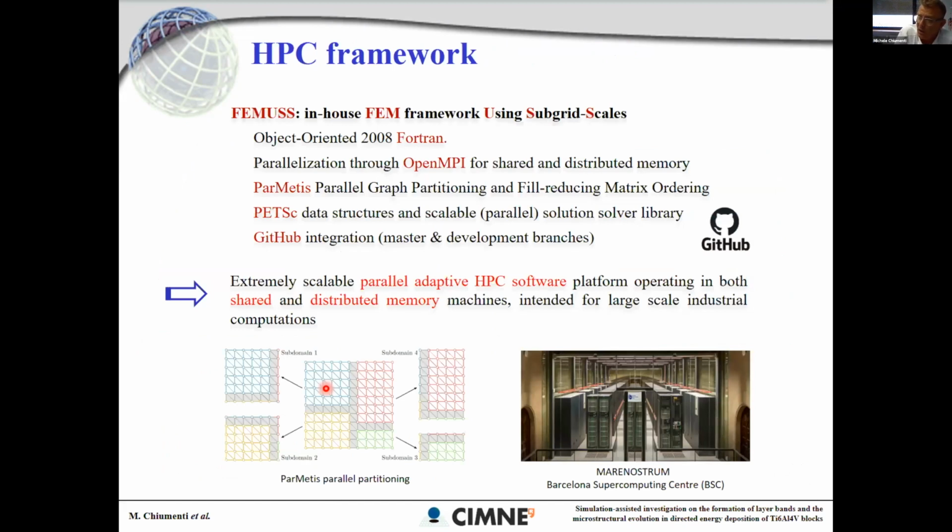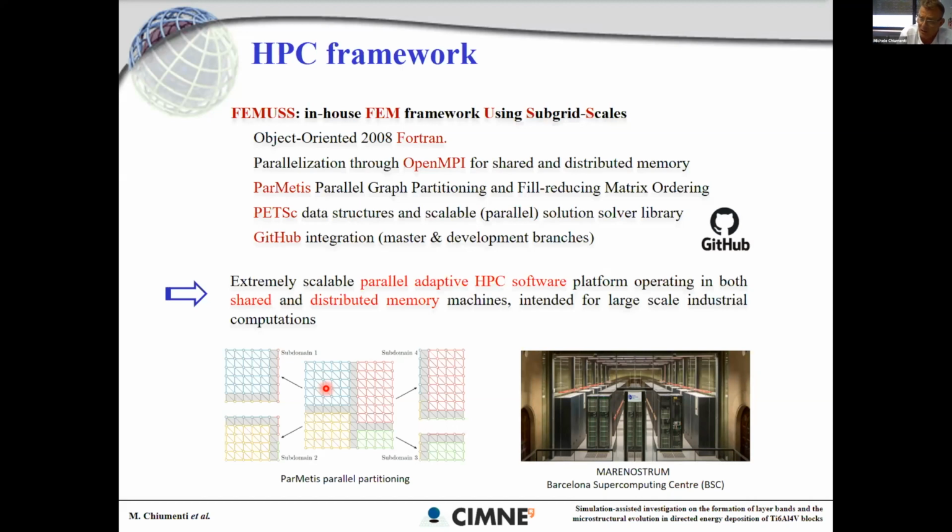Well, to work with this kind of accuracy, you need a powerful framework. And in this case, we are using FEMUS, which comes from the previous development of the group, led by Professor Ramon Codina and Joan Baiges here at CIMNE. This is an in-house finite element framework, which uses subgrid scale for the stabilization technology.